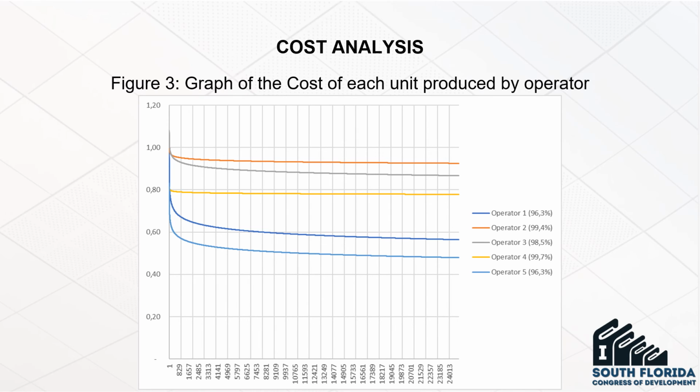It's noted in this figure the cost difference between the first piece and the last piece. It's possible to observe operator 2 in red: because its learning curve is close to 100%, there is no significant reduction in time between the first part produced and the time of the last part, as observed, for example, in operators 1 and 5.